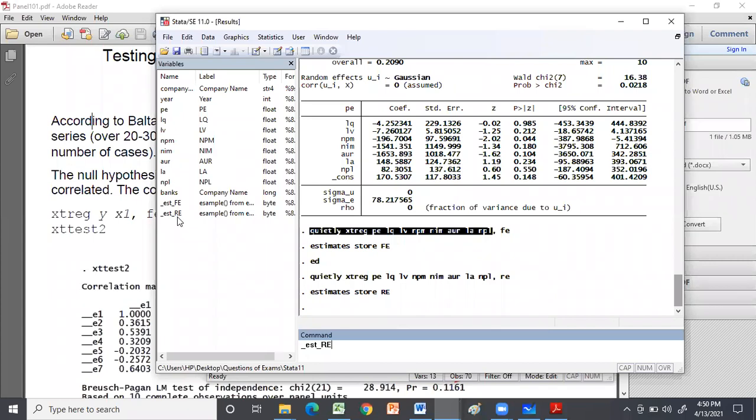Now you are doing a model specification test between these two estimates, to see which model is performing better. And this test is done by the Hausman test, right? hausman, Hausman. fe re.